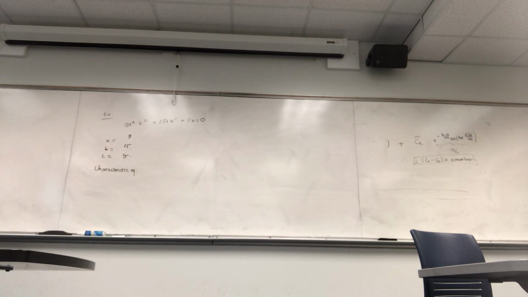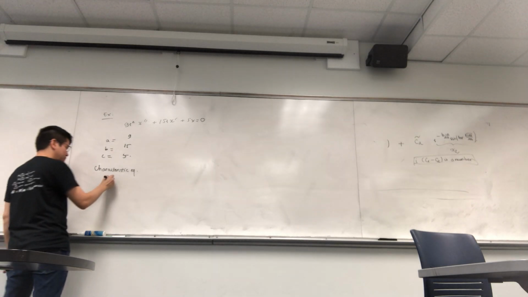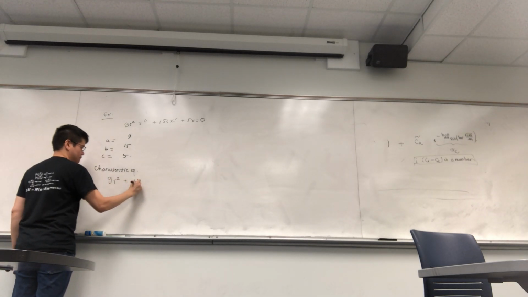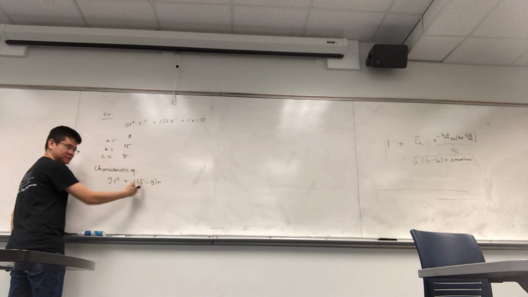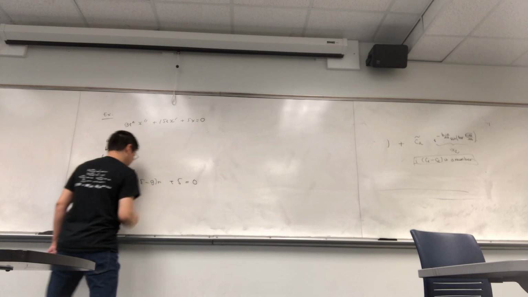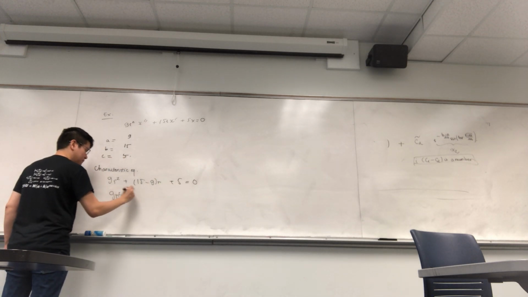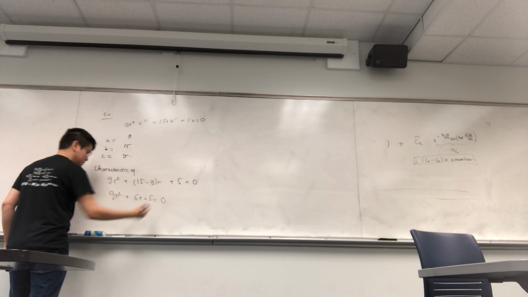So what is the characteristic equation for this equation? It would be 9r squared plus 15 minus 9, so plus 6r plus 5 is equal to 0. So you have 9r squared plus 15 minus 9, so there's no minus, and plus 5 is 0. So you have 9r squared plus 6r plus 5 is 0.